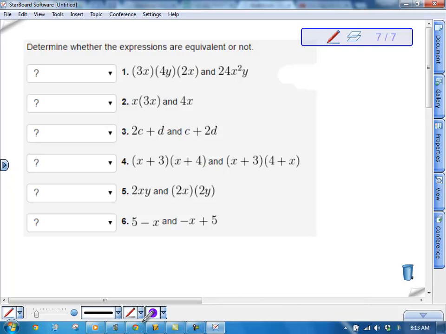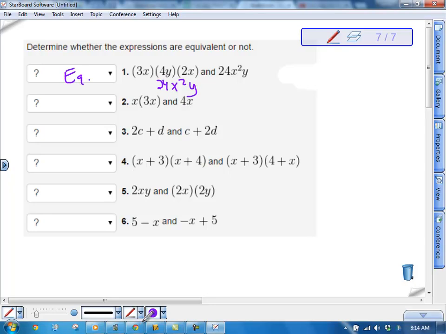All right, next question wants us to determine if these are all equivalent. So first one, well, you can just multiply in any order, right? Multiplication is commutative. Order doesn't matter. So I'm going to do 3 times 4 times 2, which is 12 times 2, which is 24. So this turns into 24, and then x times x is x squared, and then y is left over. So it is the same. So you choose equivalent from the drop-down box there.